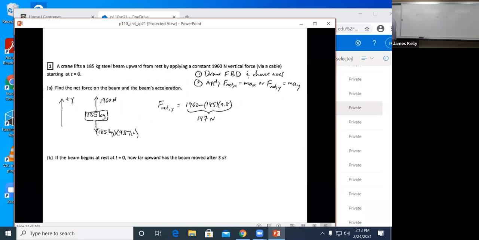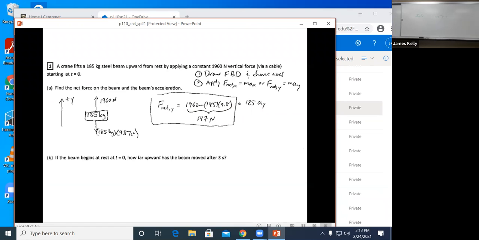And when I plug that in my calculator, I get 147 newtons. And then I'm going to set that equal to m times a y. That's Newton's second law, y components, right? M is 185 in SI units times a y. And then I can just simply solve for a y by dividing out the 185.